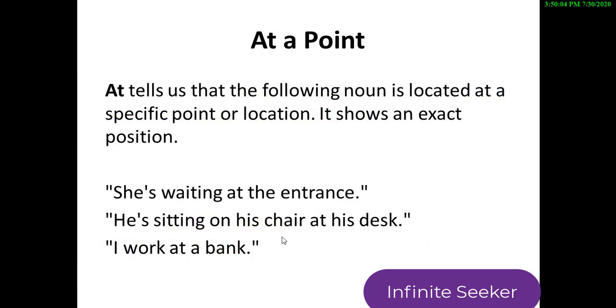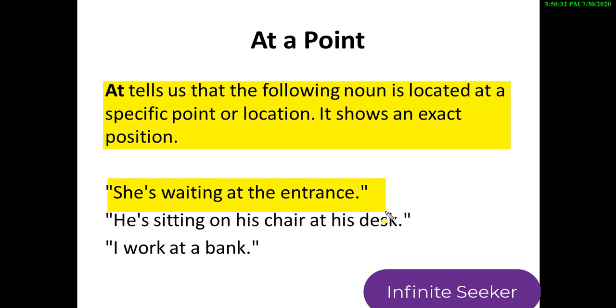Let's look at at. The preposition at tells us that the following noun is located at a specific point or location. It shows an exact position. That's the difference between at and in. At tells us the specific location. For example, she's walking at the entrance. He's sitting on his chair at his desk. I work at a bank. So specific. Keep that in mind.